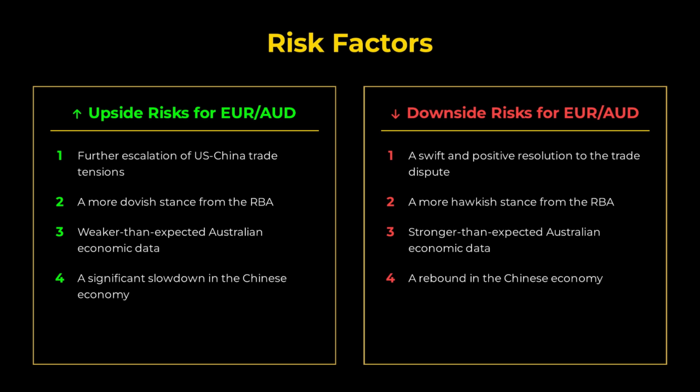Conversely, downside risks include a swift and positive resolution to the trade dispute that would strengthen the AUD, a more hawkish RBA stance that supports the Australian dollar, stronger than expected Australian economic data that boosts the currency, and a rebound in the Chinese economy that benefits commodity currencies. Traders must monitor these factors closely to adjust positions accordingly.